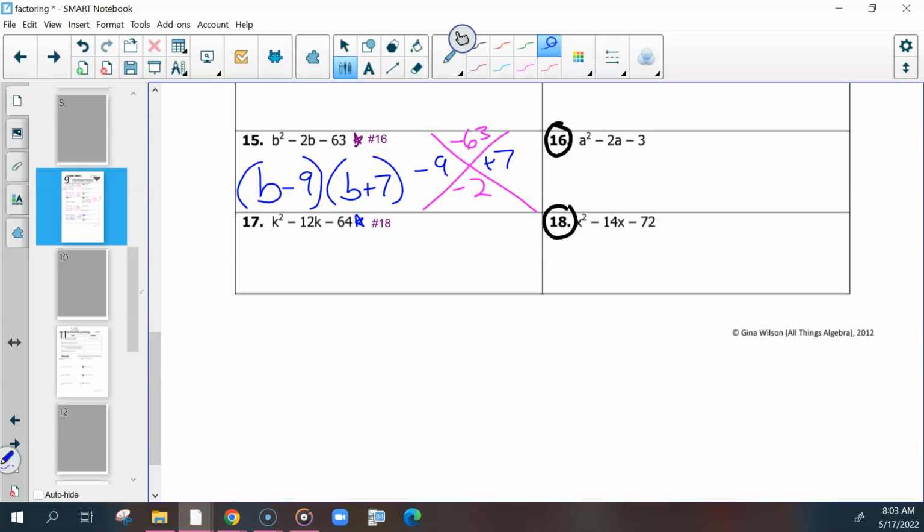Then let's do 16. So we're looking for two numbers that multiply to be -3 that add to be -2. What two numbers would work? 3 and 1. Which one would be negative? -3. So our factors would be a -3 and a +1.